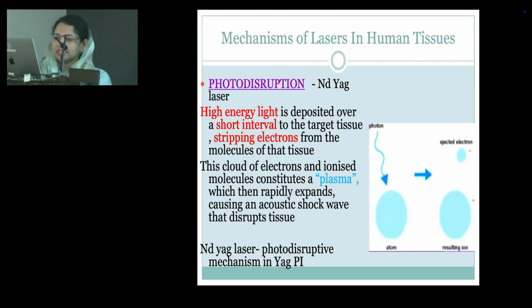The first important mechanism is photodisruption, which is used in the Nd:YAG laser. This high energy light is deposited over a short interval to a target tissue, and there will be a stripping of electrons. These electrons form a cloud, and the ionized molecules constitute a plasma, which then rapidly expands and causes an acoustic shock wave that disrupts the tissues. That is used in the Nd:YAG laser peripheral iridotomy.